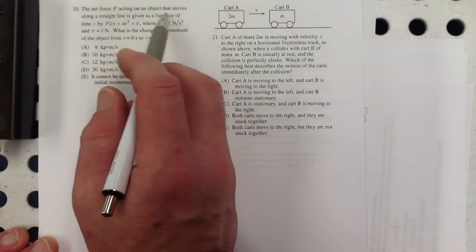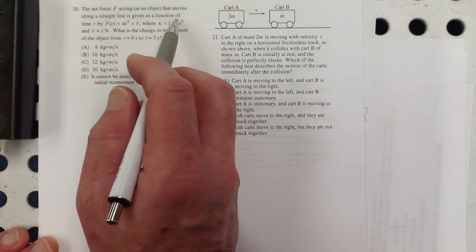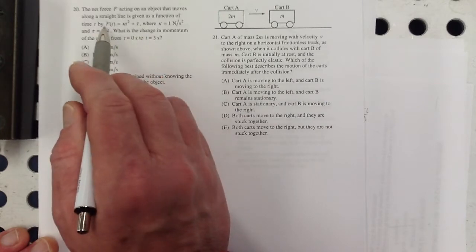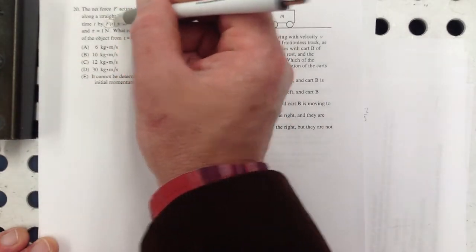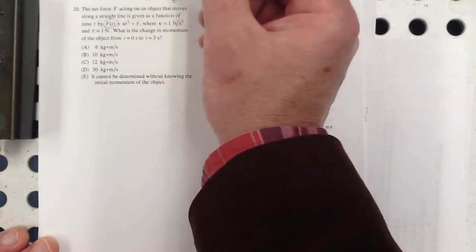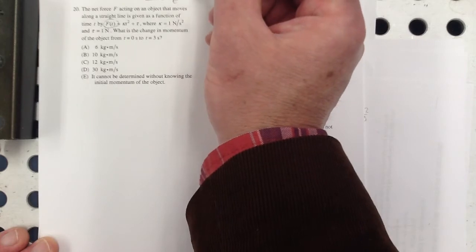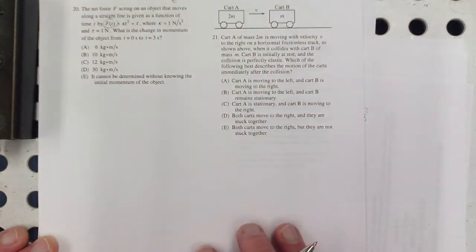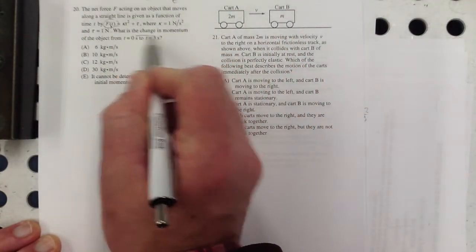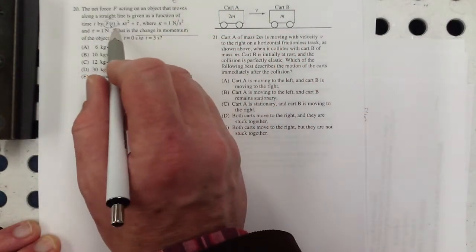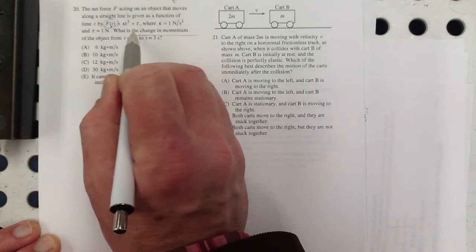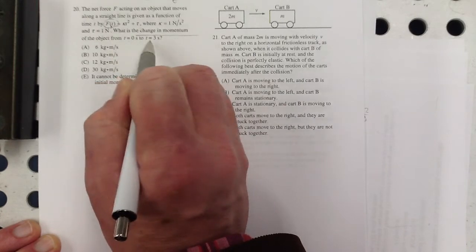Net force F acting on an object that moves along a straight line is given as a function of time by this. Force as a function of time. That should make you think impulse. Area of this equals change in momentum. Force is a function of time, it's impulse-momentum. Oh, and there you go, there's the momentum. So that force as a function of time is here. They gave us those constants. What's the change in momentum of the object from time 0 to time 3?